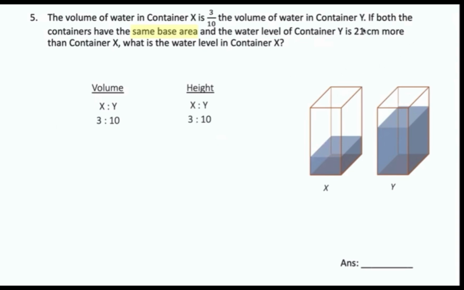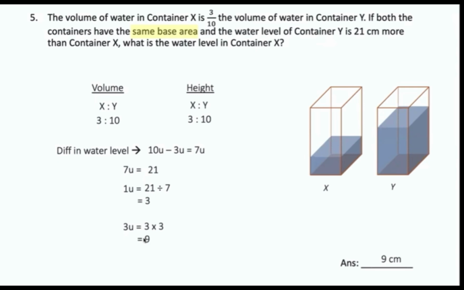Now, let's continue. Keyword, same base area. 21 centimeter more. So 21 centimeter is the difference in the water level between Y and X. So focus. This is the ratio we should be working on. This is the ratio, height. So 10 minus 3, 7 units is equal to 21 centimeter. 1 unit is equal to 3 centimeter. Read the question. What is the water level in container X? So we talk about water level again. Focus. This is the ratio, not this is the ratio. So 3 times 3. 9 centimeter.